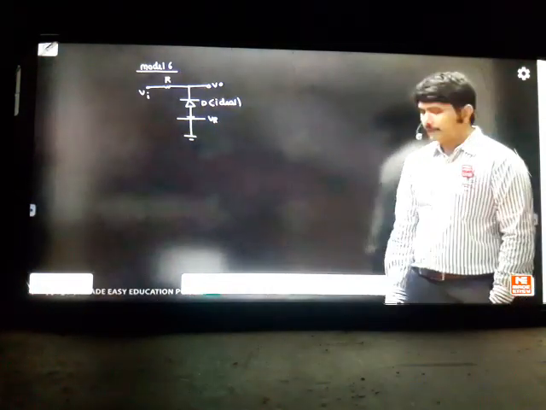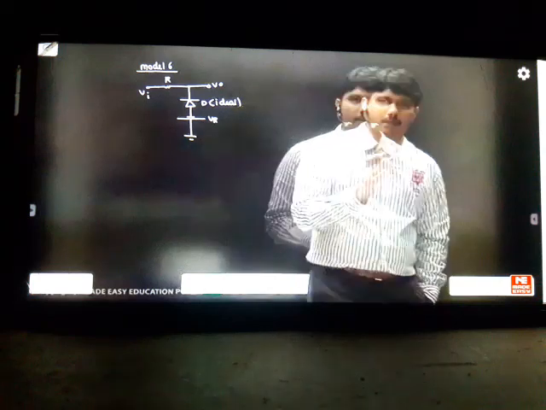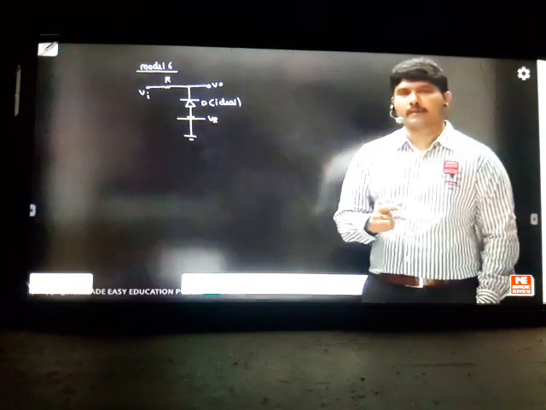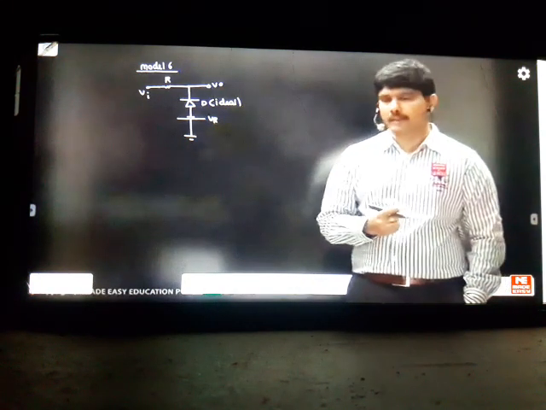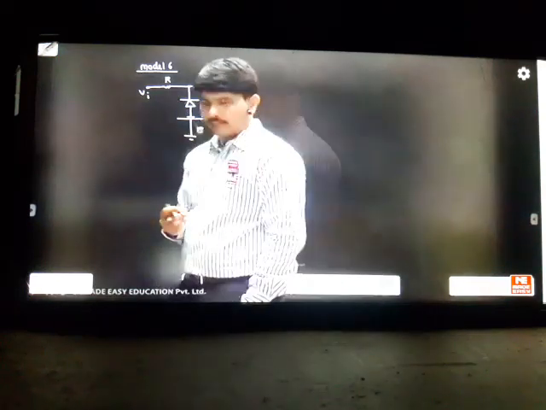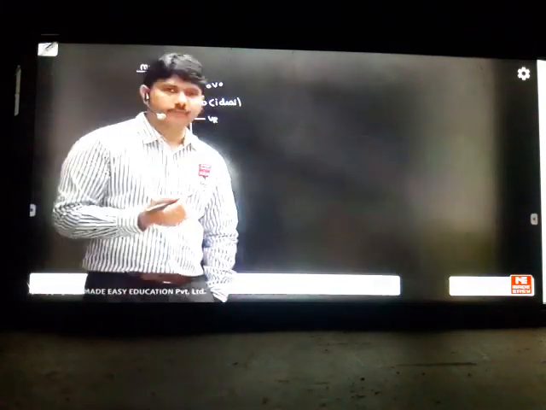Last model. After this, nobody can design shunt clippers wrong. Shunt clippers can be done in 6 varieties of models: diode up 3 models, diode down 3 models, with 3 references: 0, positive battery, negative battery. 6 models. Please practice it. Done? Great. All the students are saying done.